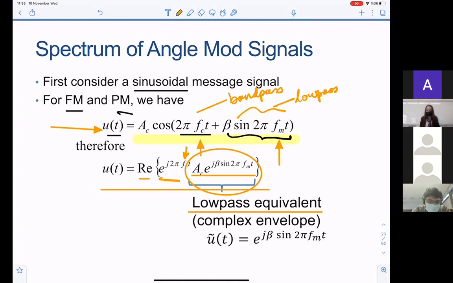Now, the notation for this goes with a tilde. U tilde is the complex envelope of the bandpass waveform U of t. And we can represent this as e to the j beta sine 2 pi fm t in this case. So AC is not included in the complex envelope. Maybe when I circled it, I should have circled only this part. AC is not included.